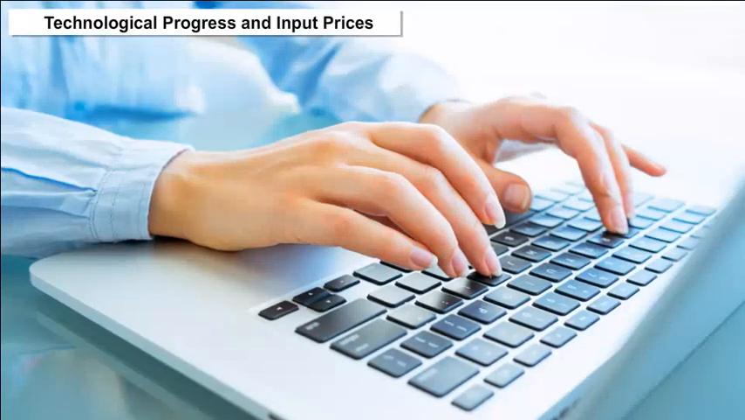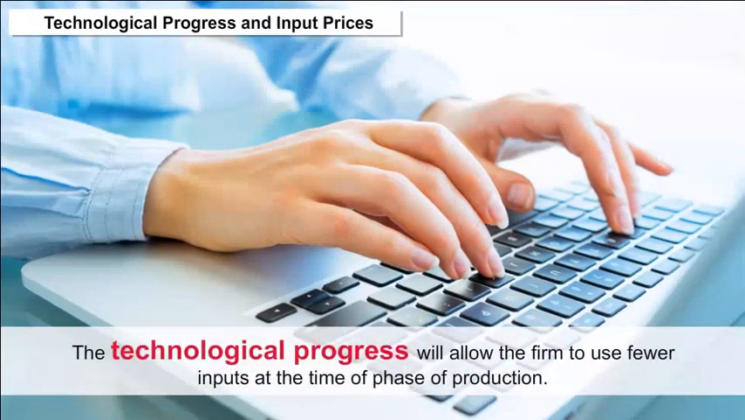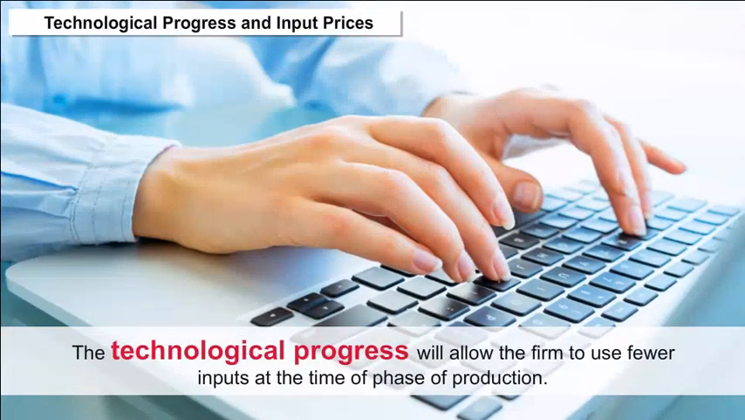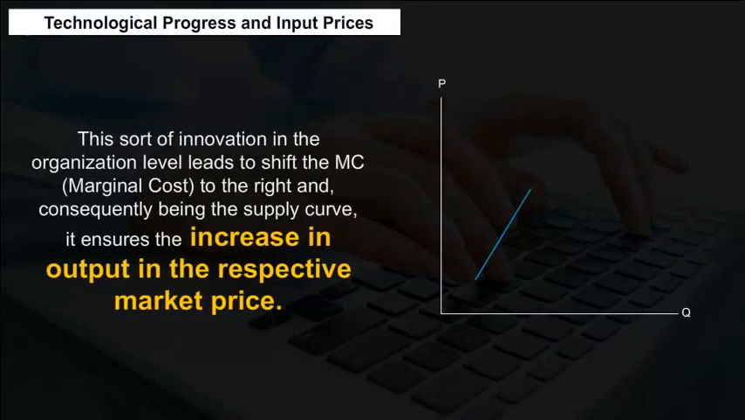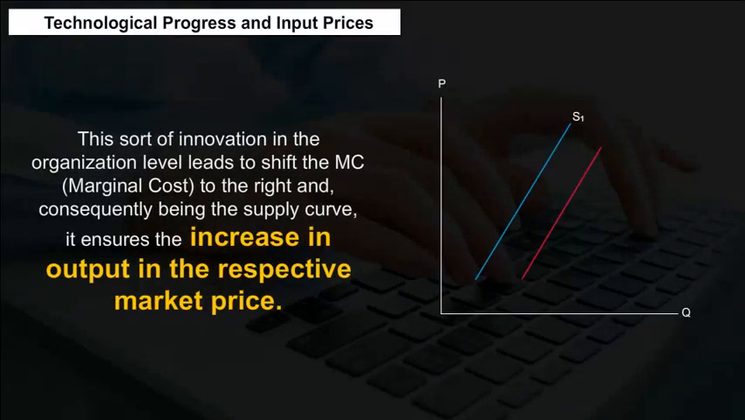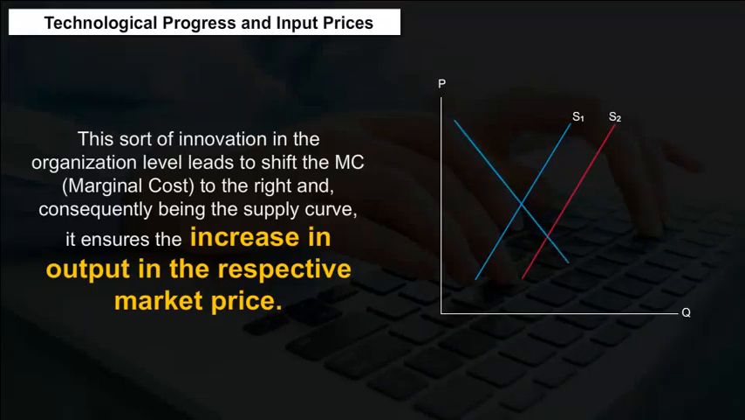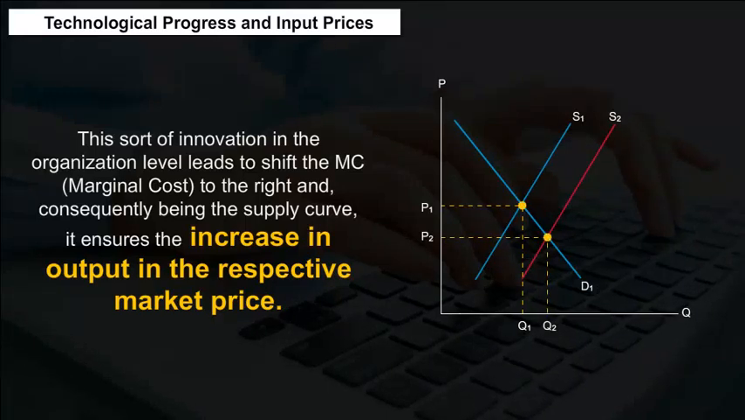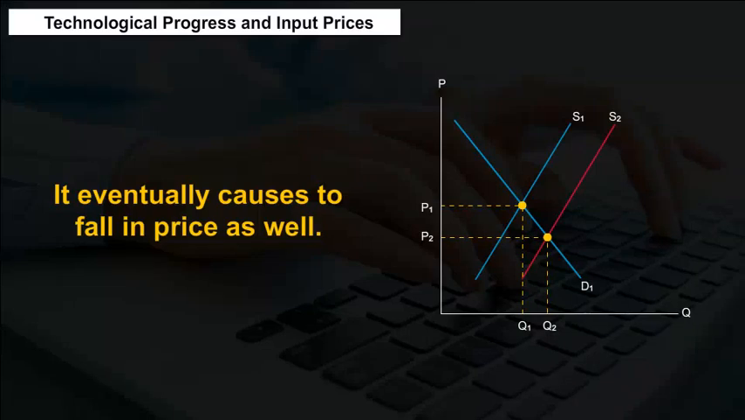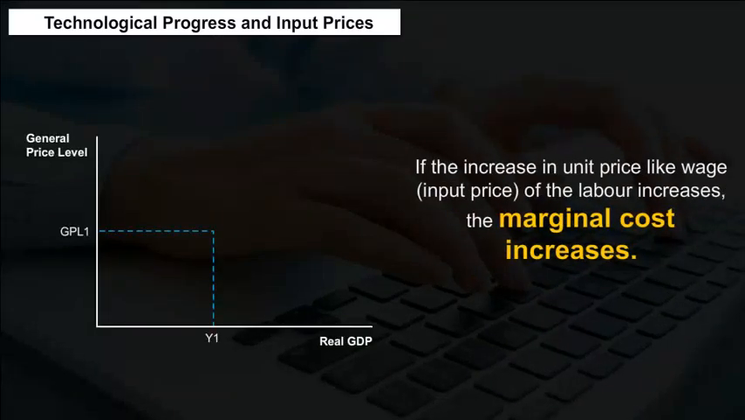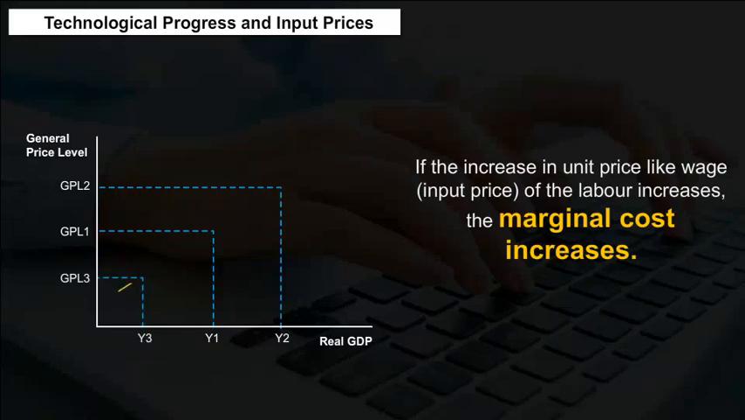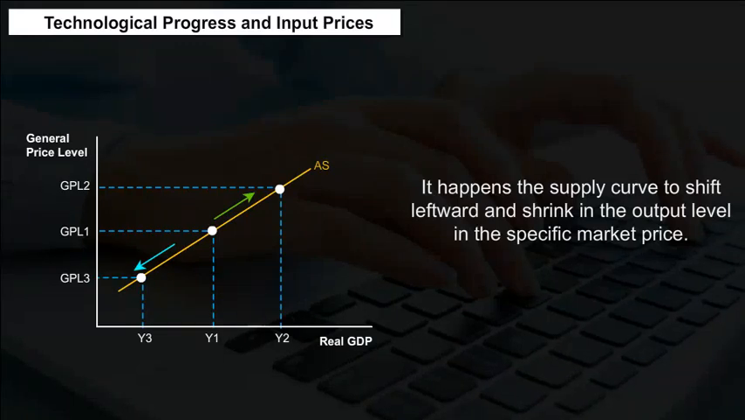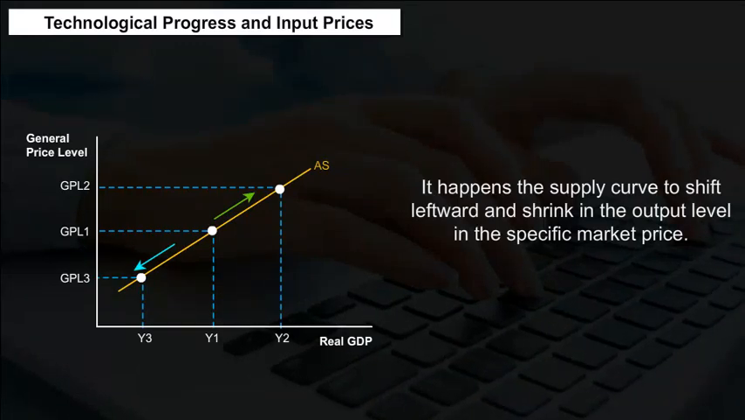Technological progress and input prices. Technological progress will allow the firm to use fewer inputs in the phase of production. This sort of innovation at the organization level shifts the MC to the right and, consequently, the supply curve. It ensures an increase in output at the respective market price. It eventually causes the price to fall as well. If the unit input price, like the wage of labor, increases, the marginal cost increases. It shifts the supply curve leftward and shrinks the output level at the specific market price.